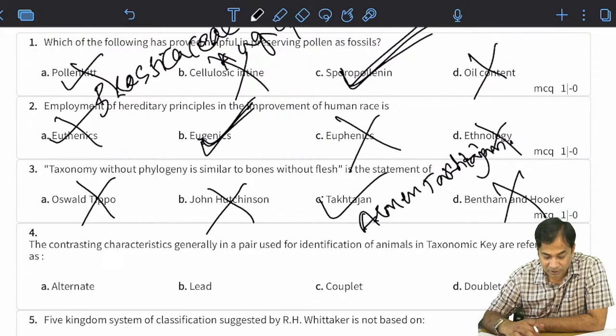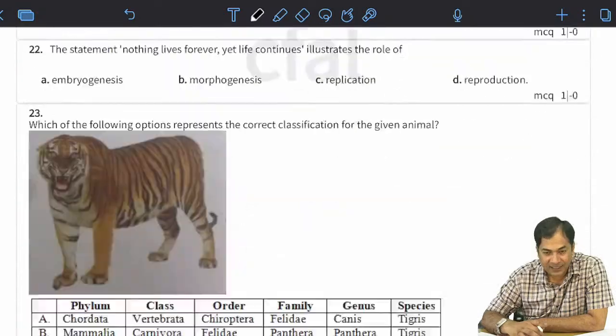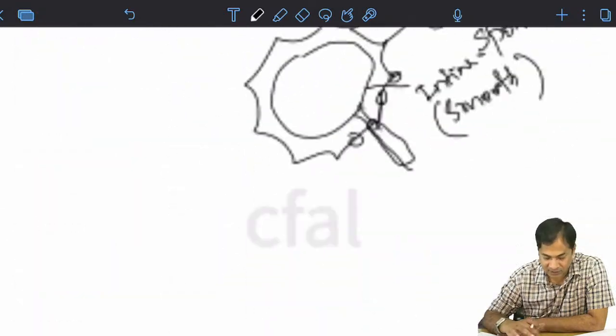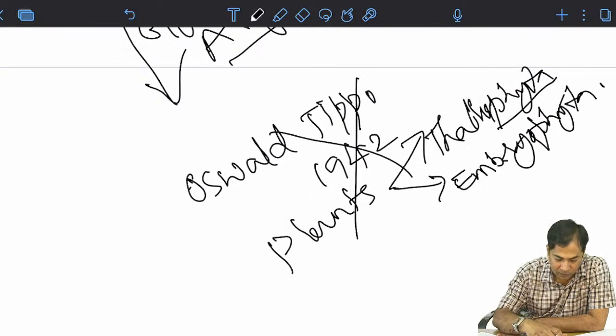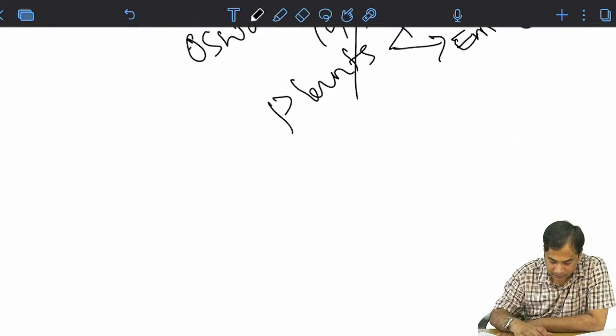If you remember what a key is, key is a scheme of identification. It is one of the taxonomic aids.